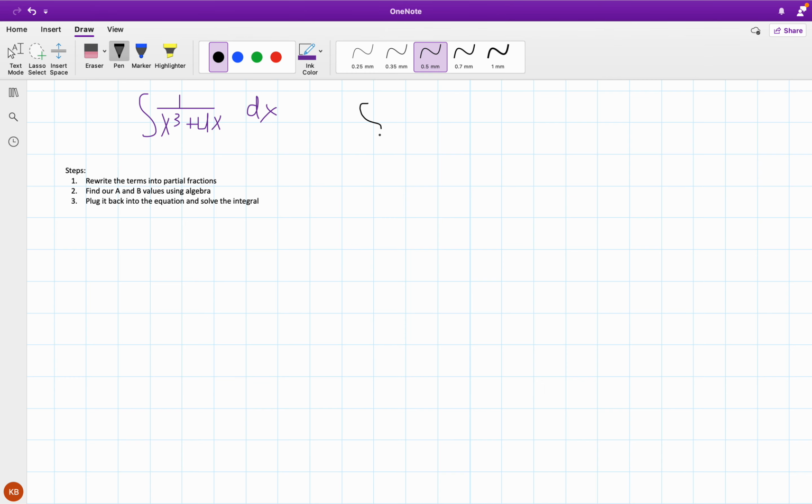So the first step is to rewrite in partial fractions. To do this, we have to factor so we can figure out what the terms are. For x cubed plus 4x, the common term is x. We take that out, and it's going to be x squared plus 4. And x squared plus 4 can be further factored into x plus 2 times x minus 2.